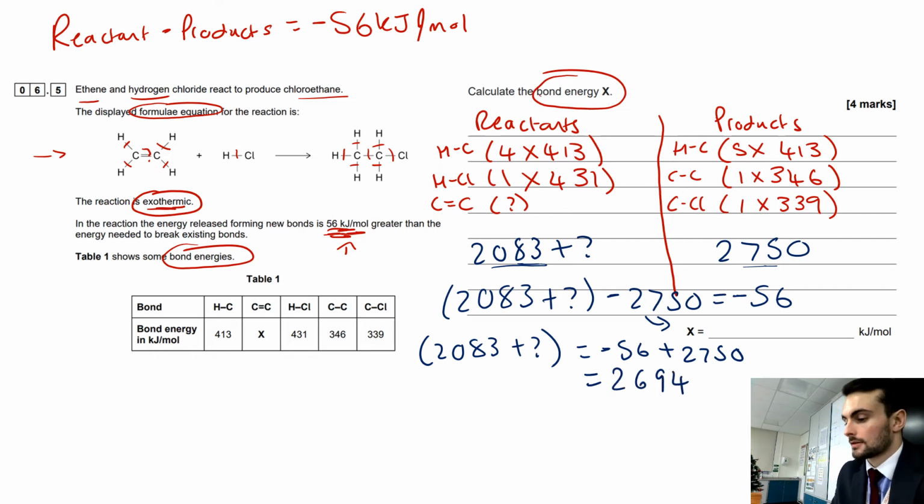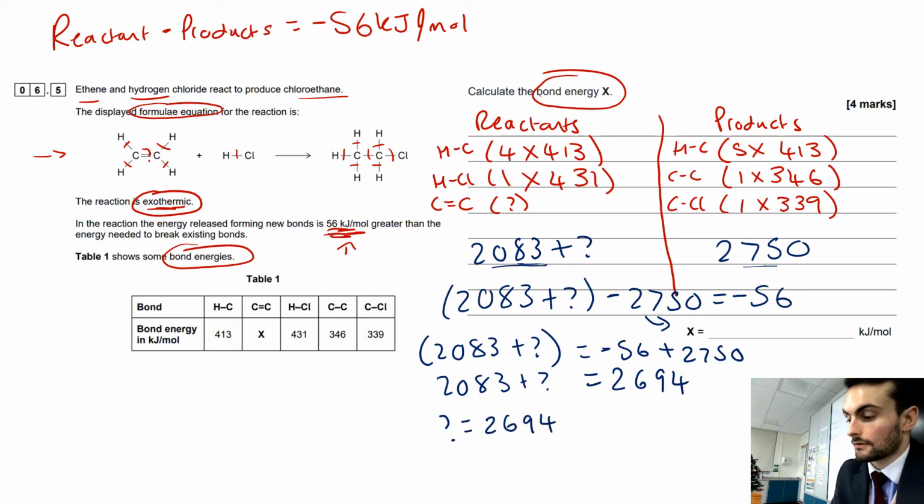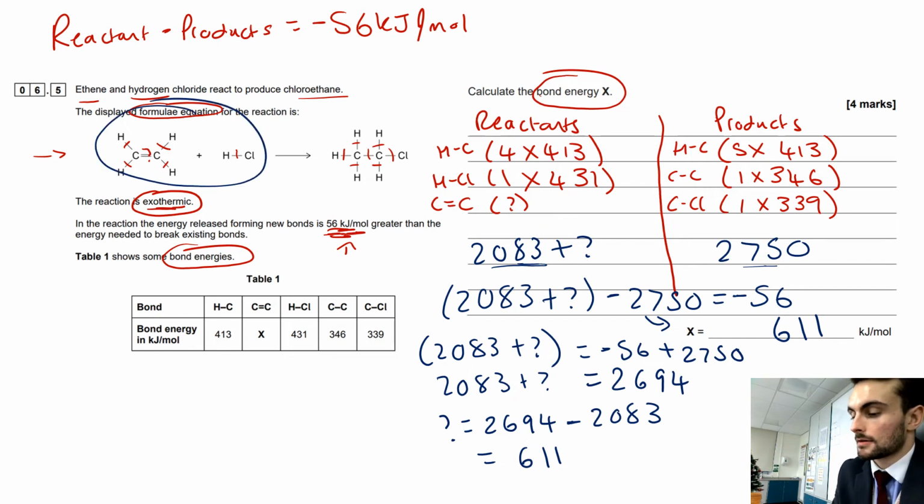2,694, right? And then we do, so that's 2,083 plus something gives us that number. And then we do the last bit to rearrange to get the question mark. So that means that whatever that unknown number is going to be 2,694. What's the opposite of plus 2,083? Take away 2,083 gives us 611. That's your answer. So you're just working out the bond energy of this side, bond energy of that side, reactants take products gave us this number, and then we're just rearranging some simple algebra to find the unknown number.